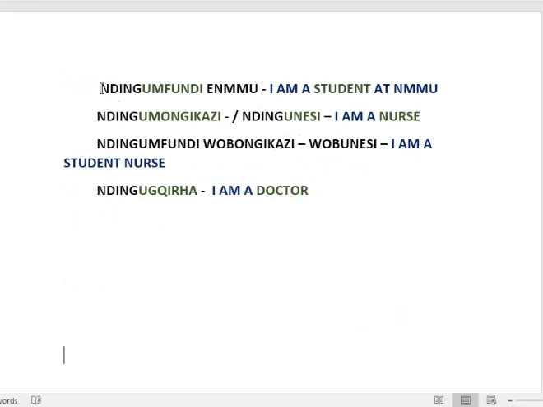You could add to that by stating not just who you are, but what you are in life. And in your particular case, you could say Ndingumfundi e NMMU. I am a student at NMMU, or, as far as my work is concerned, Ndingumongikazi, or Ndingunesi, I am a nurse, or I am a student nurse, Ndingumfundi wobongikazi, or wobunesi, NMMU. I am a nursing student at NMMU. Or in a hospital situation, a doctor would say to you, Ndingugqirha. More about the pronunciation of this later.